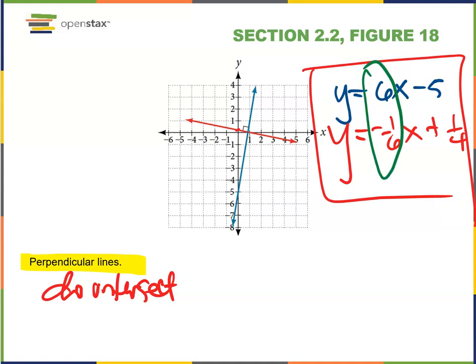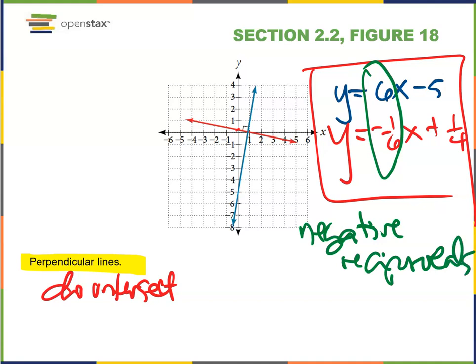Look at their slopes. Earlier, for parallel lines, they have the same slope. If it's perpendicular, what do you notice about their slopes? 6 and negative 1/6. They are negative reciprocals. Like, the negative reciprocal of 6 is negative 1/6. So that's why those are the two slopes.